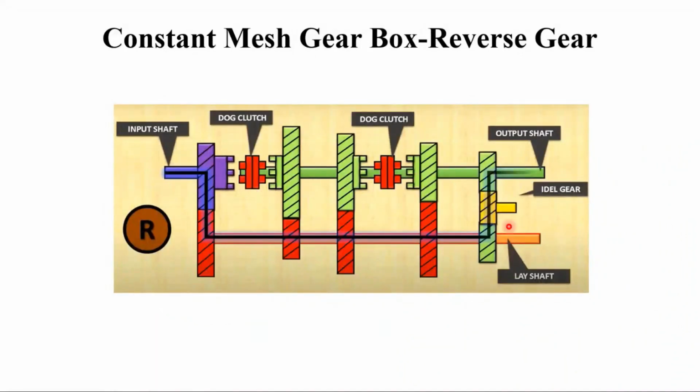And this is the reverse gear where the idler gear will get engaged, and this is how the dog clutch also moves in such a way that it will bring the idler gear in contact with the counter shaft and also the output shaft.